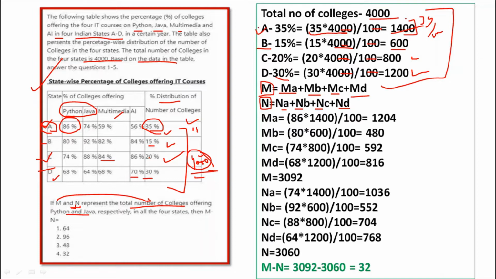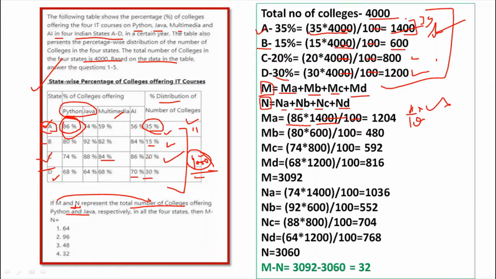Total number of colleges in state A is 1400, right? And the percentage of colleges offering Python in state A is 86%. So 86% of 1400 is 86 into 1400 divided by 100. Again the same rule, right? X percentage of something, then x upon 100, we will have to multiply it with that something. So this is the rule.